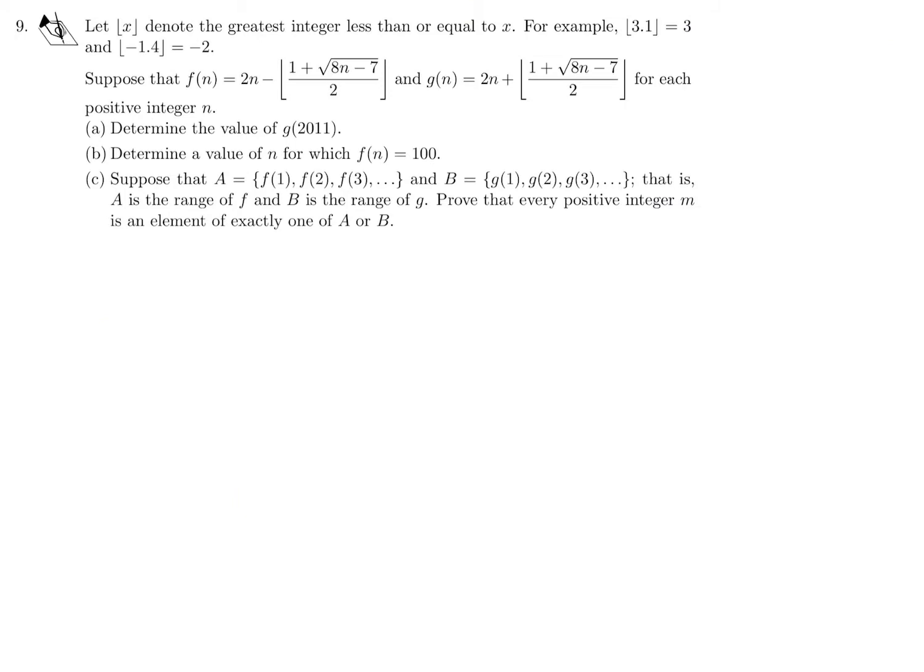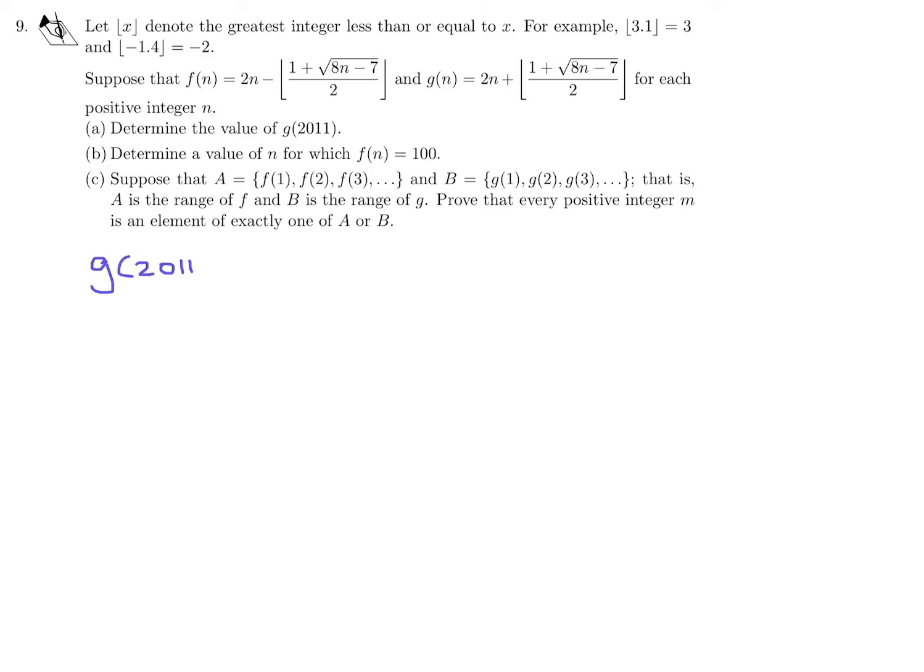Let ⌊x⌋ denote the greatest integer less than or equal to x. For example, ⌊3.1⌋ is 3, and ⌊-1.4⌋ is -2. Suppose that f(n) = ⌊(2n - 1 + √(8n - 7))/2⌋, and g(n) = ⌊(2n + 1 + √(8n - 7))/2⌋ for each positive integer n. Determine the value of g(2001).